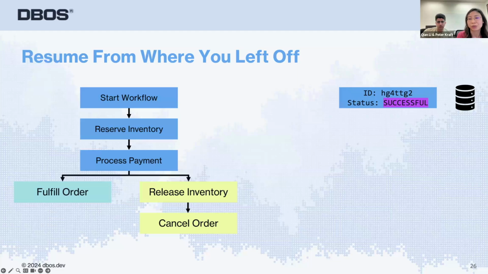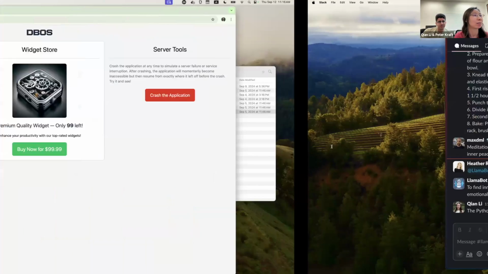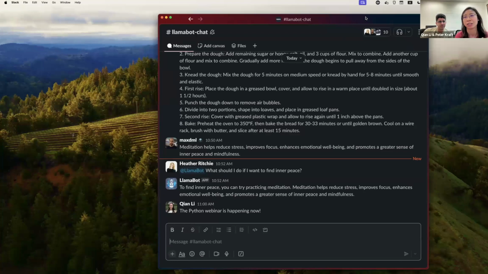So now you've learned how DBOS works, and let's move on to our second demo app, which is an AI-powered Slack bot. I know everybody has a Slack bot, but I still want to show off that we have an awesome bot in our Slack channel. I built this a few weeks ago, and our teammates have been playing around with it.